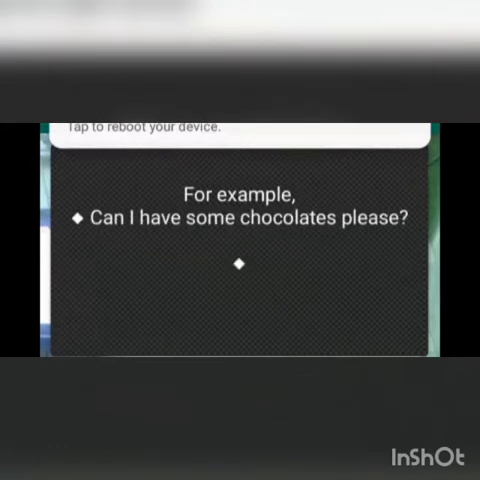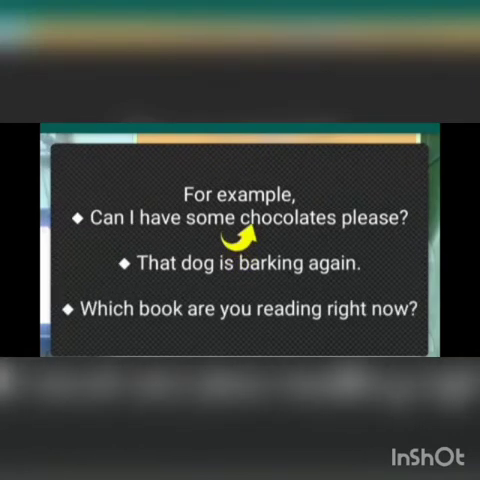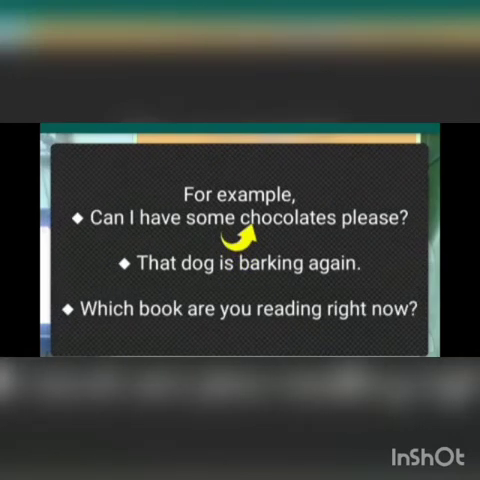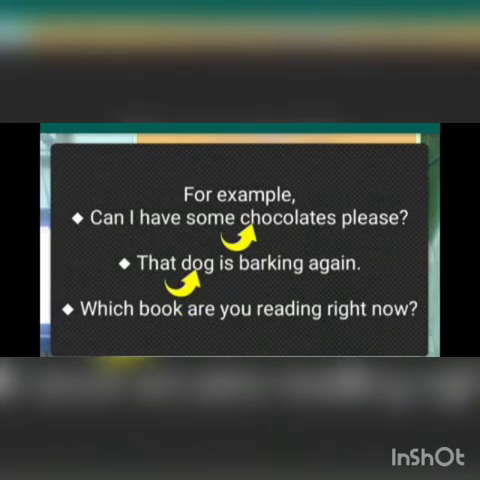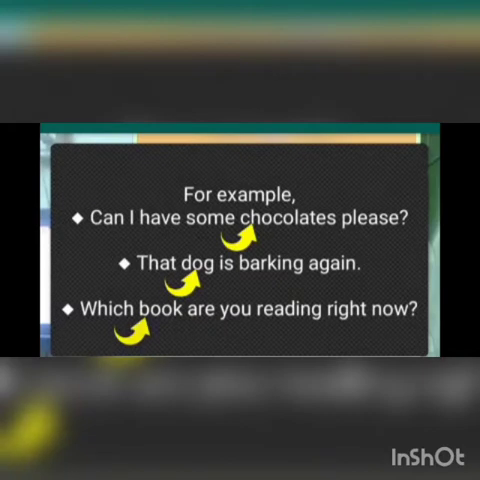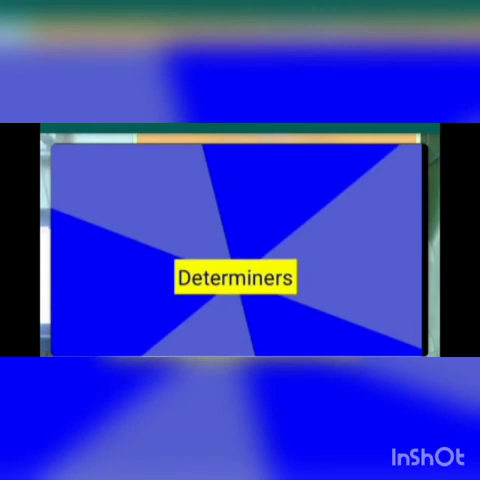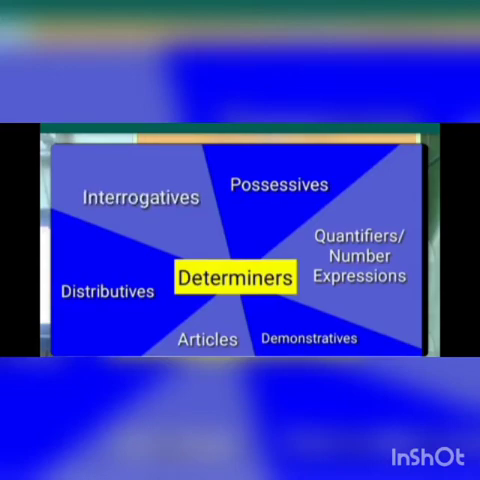For example, can I have some chocolates, please? That dog is barking again. Which book are you reading right now? Here, some is a determiner which is referring to the noun chocolates. In the second sentence, that is the determiner which is referring to the noun dog. And in the last sentence, the determiner is which and it is referring to the noun book. Determiners can be categorized as follows: articles, demonstratives, possessives, distributives, quantifiers or number expressions, and interrogatives are all determiners.